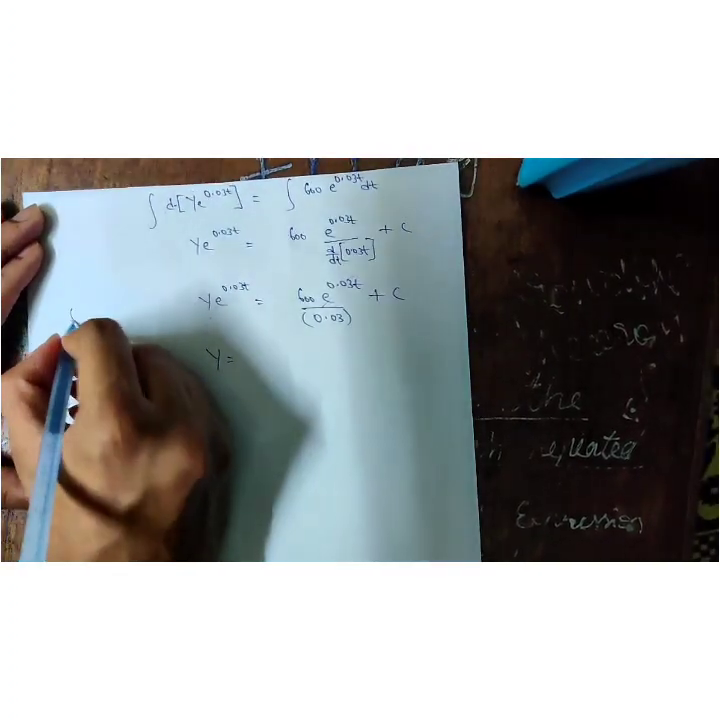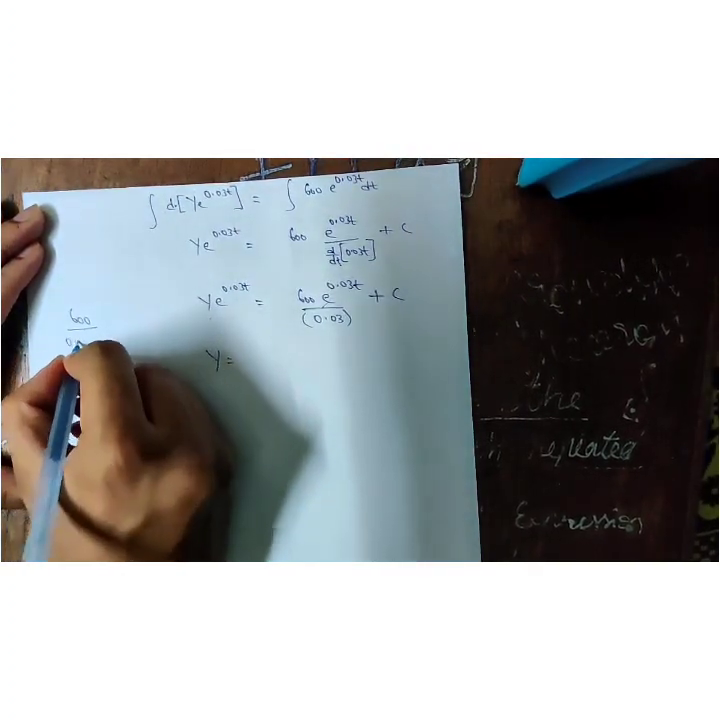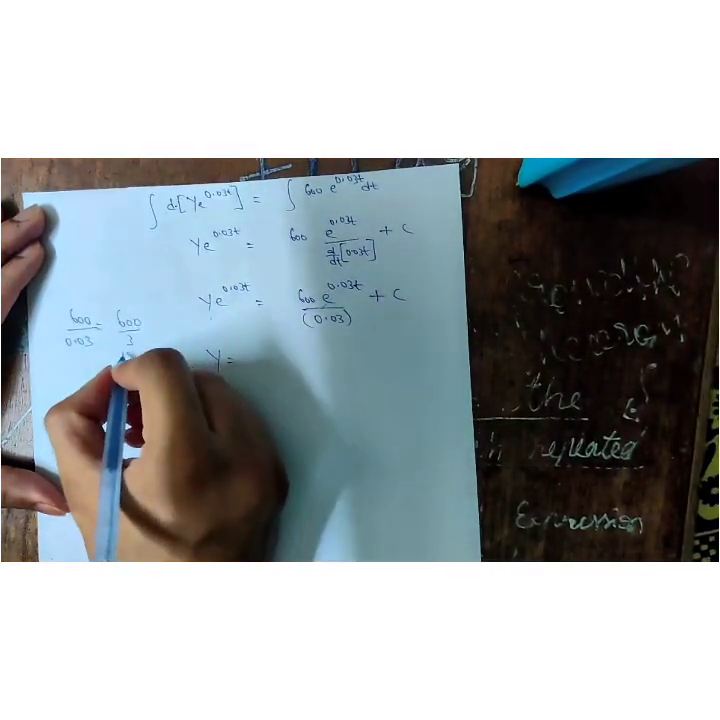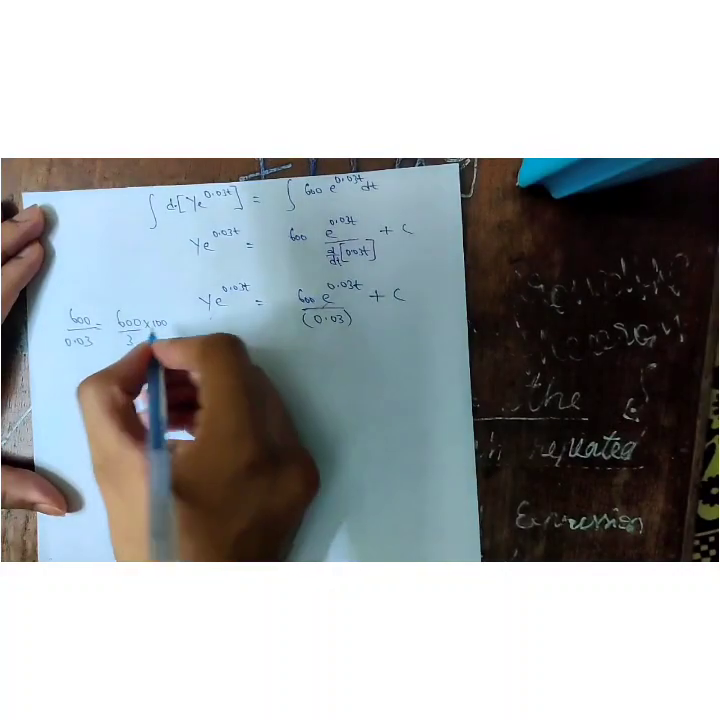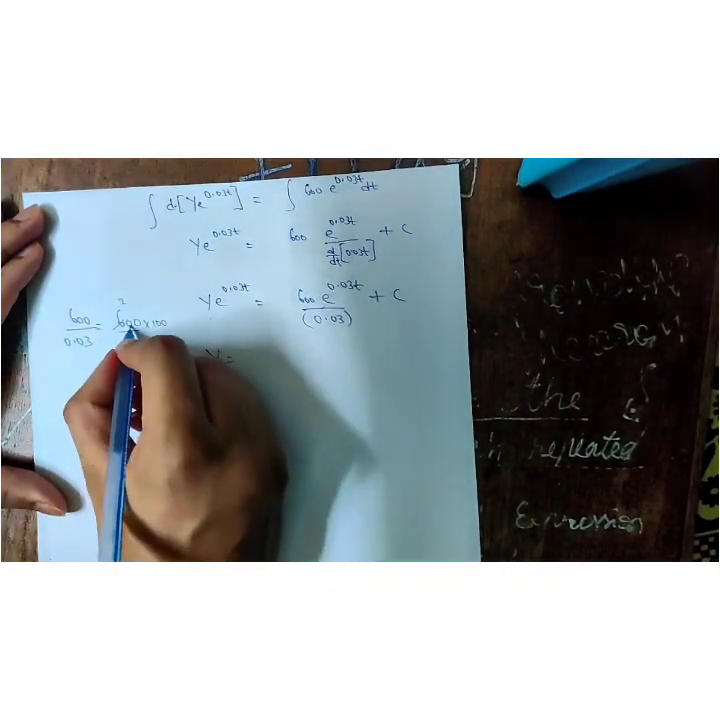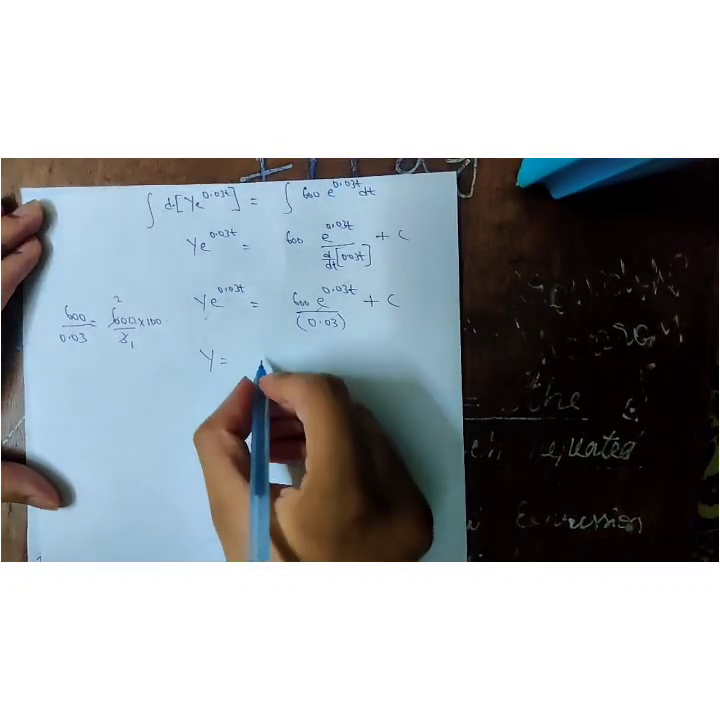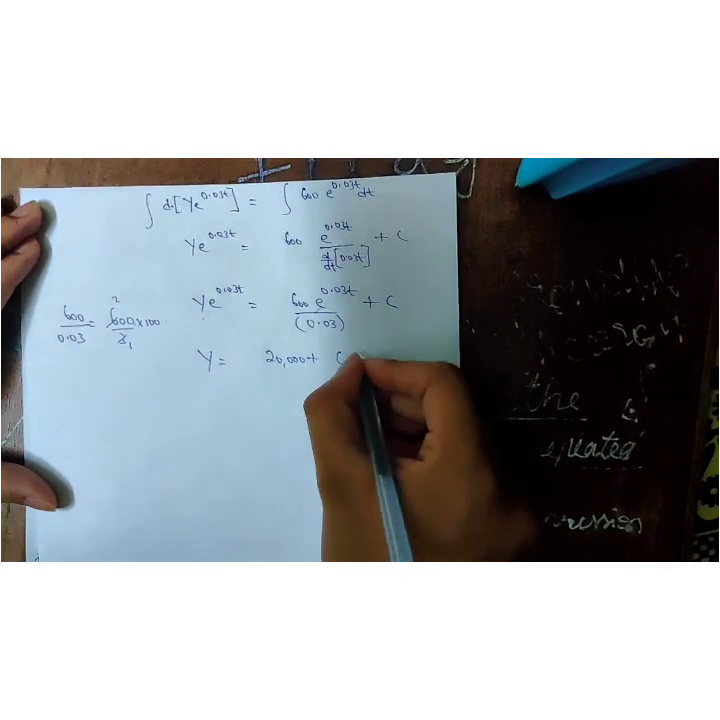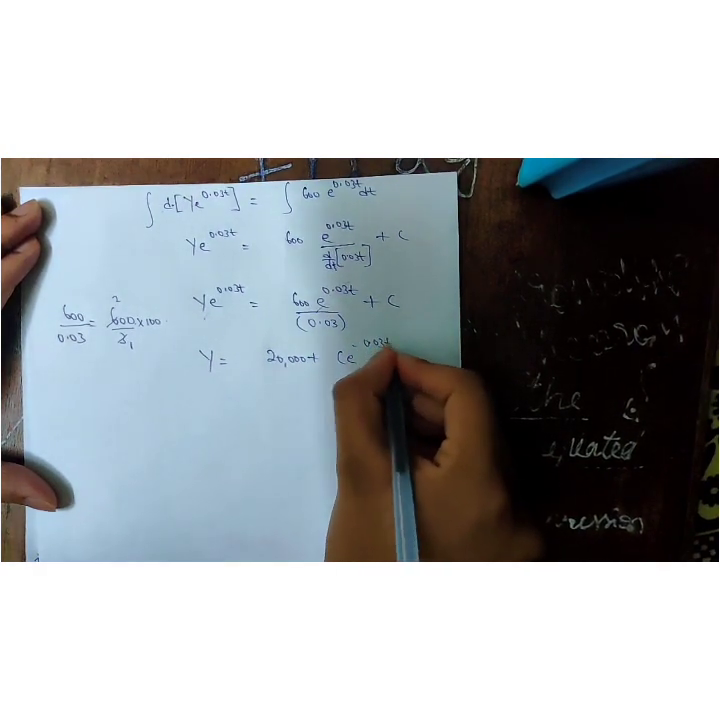Guys, I'm doing the rough work here. 600 divided by 0.03 is the same as 600 divided by 3 divided by 100, right? Simple. 3 ones are 3, 3 twos are 6. What is this? 20,000. Simple guys, very easy. So y is 20,000 plus c into e to the power of minus 0.03t.